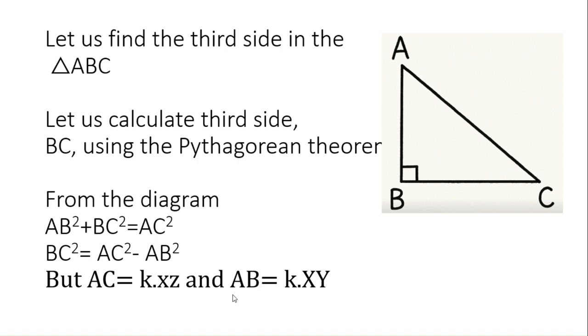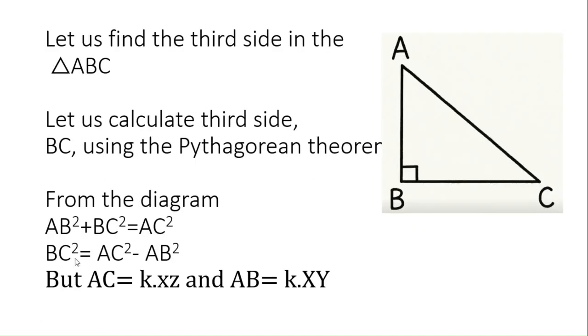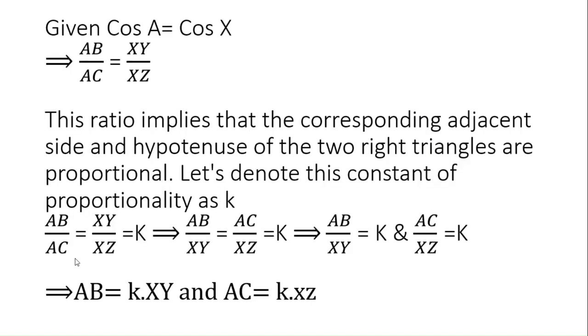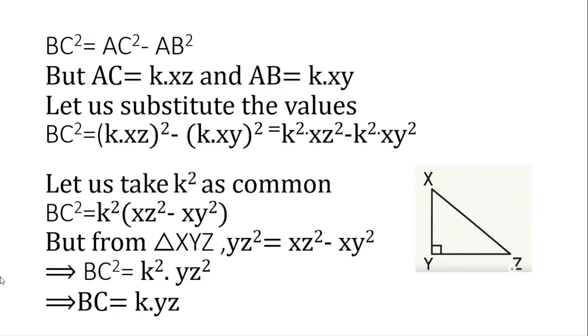Okay, so BC square is equal to AC square minus AB square. Just I transpose the term here. That's it. But what did we calculate here? AB is equal to K into XY and AC is equal to K into XZ. So I am substituting those values there. Now, by substituting the values, BC square becomes K into XZ whole square minus K into XY whole square.